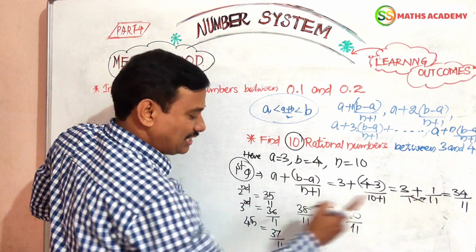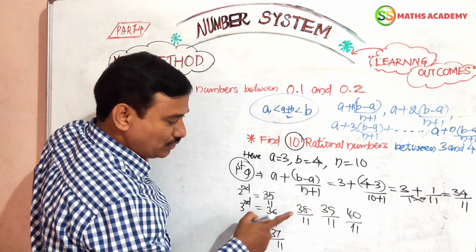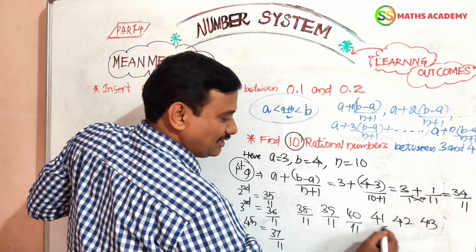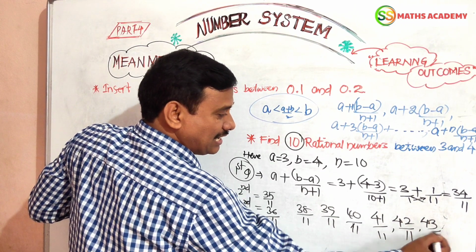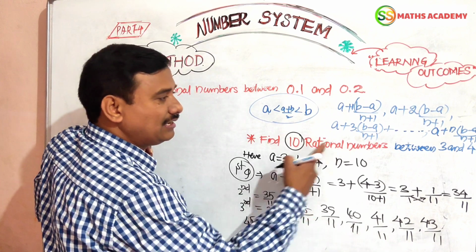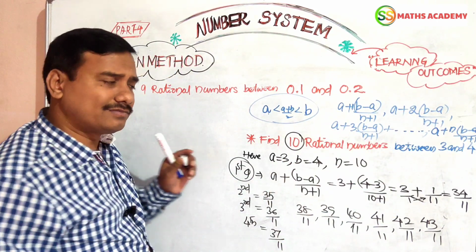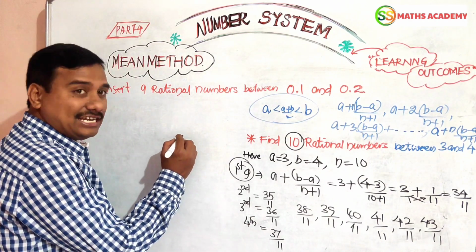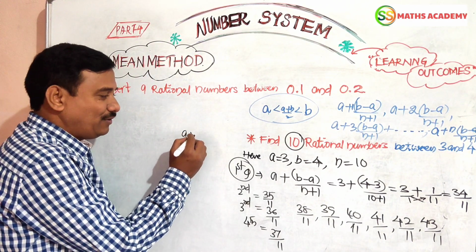Like this you can write. First rational number, second, third, fourth, fifth, sixth, seventh, eighth, ninth, 10th. These are the 10 rational numbers between 3 and 4. For example, you should guess the ninth rational number. You want the ninth rational number, no?